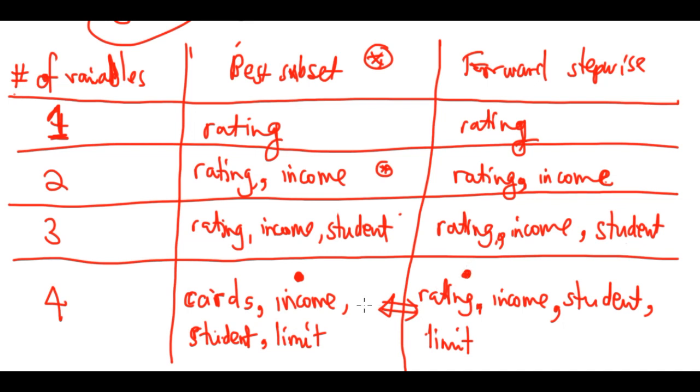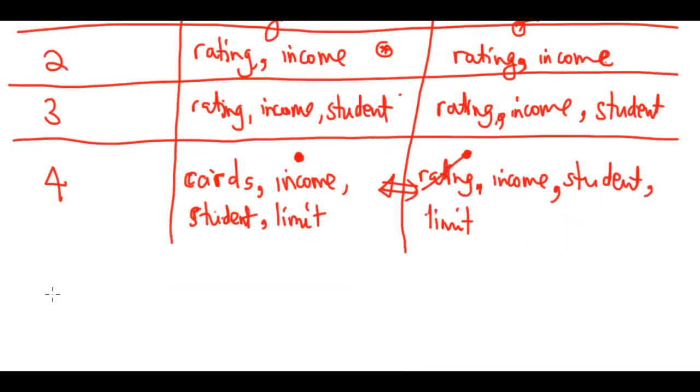We have missed the best model here. Rating is useless, right? Rating is completely useless. It's being replaced by cards, but we have missed that one because we haven't done it. Maybe when we go to the 5th model, cards will then be added, but we are carrying a nonsense variable there. That is the problem with forward stepwise.